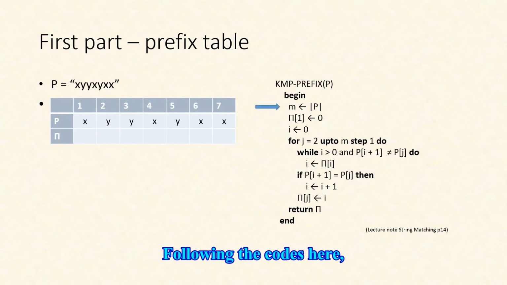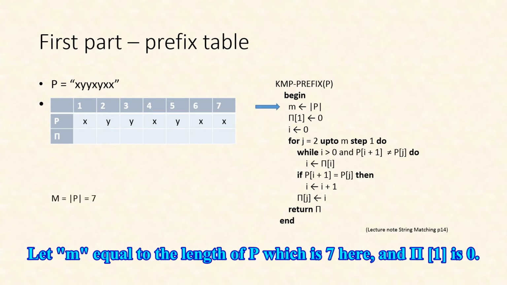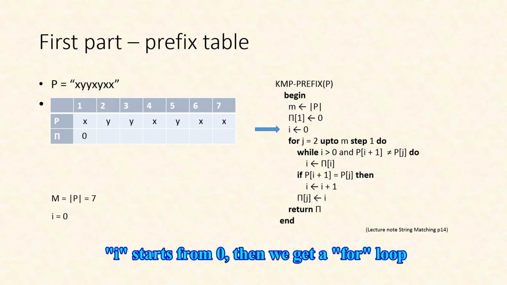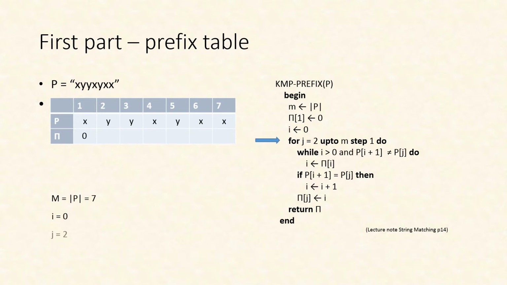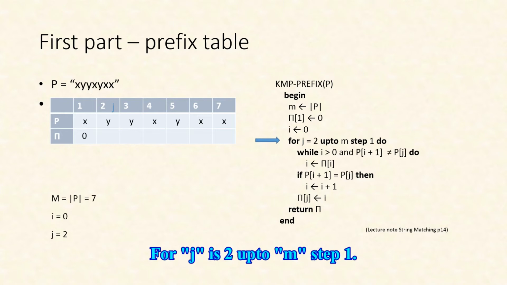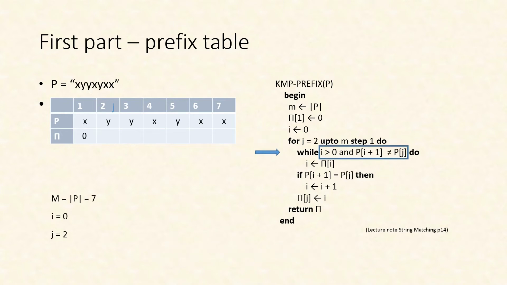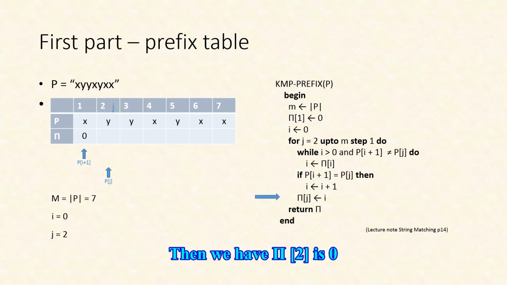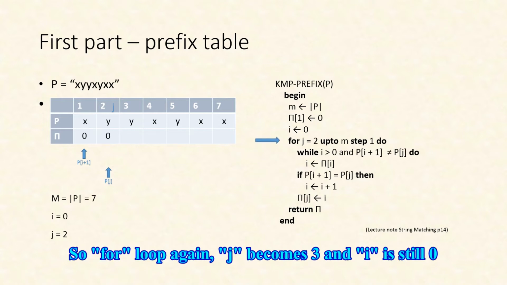Following the code here, let m equal the length of P, which is 7 here, and pi[1] is 0. i starts from 0. Then we have a for loop, for j from 2 up to m, step 1. We have i is 0, so this is false. Then we can see p1 is x, but p2 is y, so it's false again. Then we have pi[2] is 0, so for loop again.